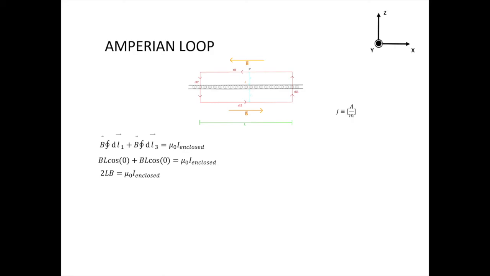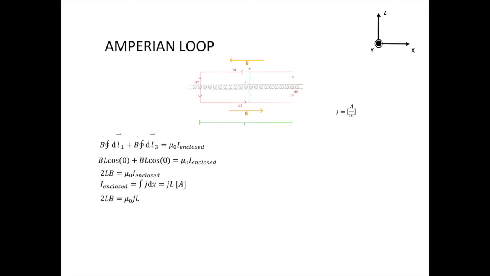Now we have to evaluate the right-hand side of the Ampere's law. How much current is actually enclosed in that loop? Well, for that one, we use the fact that we know the current density J, that is how many amperes we have per unit length. Then, the current enclosed is equal to the integral of J multiplied by dx, which happens to be J times L. L is the long side of the Amperian closed loop.